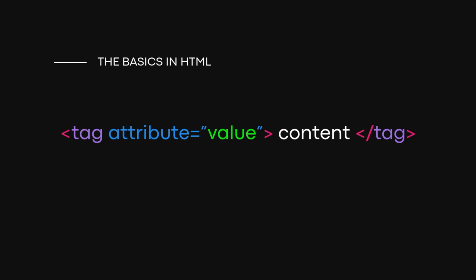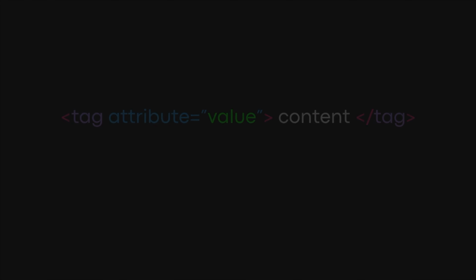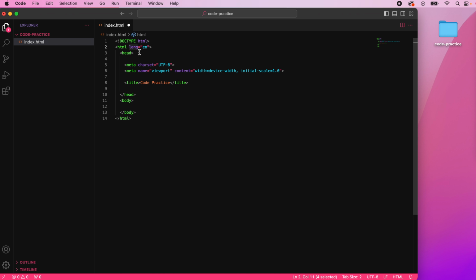They are added in the opening tag with the name of the attribute, followed by an equal sign, quotation marks, and the attribute value goes inside the quotation marks. For example, if we look at our code, this lang is an HTML attribute that contains the value of en. Here we have another attribute in this meta tag, and here we have two attributes in this meta tag.